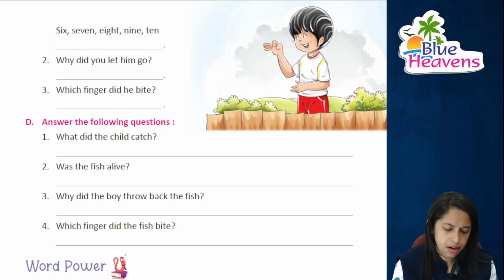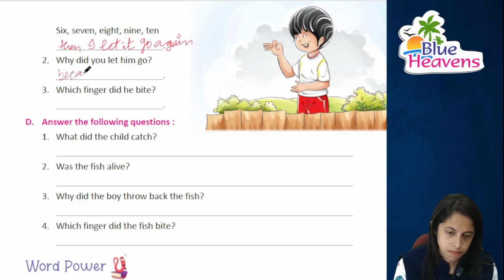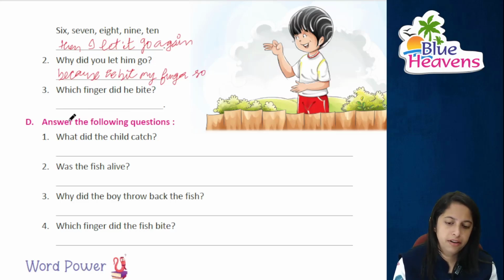Six, 7, 8, 9, 10. Then I let it go again. Right? Why did you let him go? Because he bit my finger so. And which finger did he bite? That is my right hand finger, right? This little finger on my right.